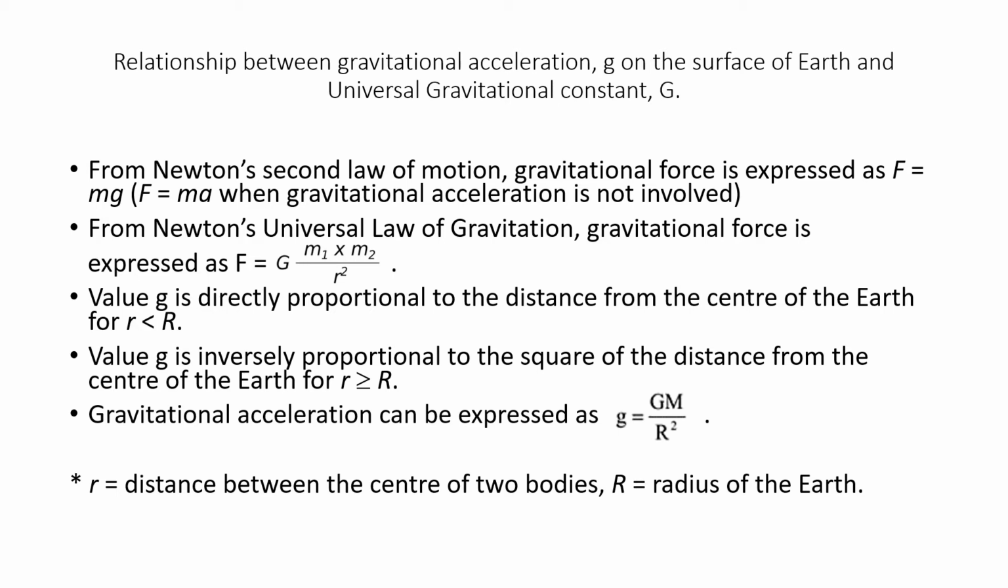Value g is directly proportional to the distance from the center of the Earth for lowercase r smaller than uppercase R. Value g is inversely proportional to the square of the distance from the center of the Earth for lowercase r greater than or equal to uppercase R. Hence, gravitational acceleration is expressed as g equals GM over r squared. By the way, lowercase r means the distance between the centers of the two bodies, while uppercase R means the radius of the Earth.